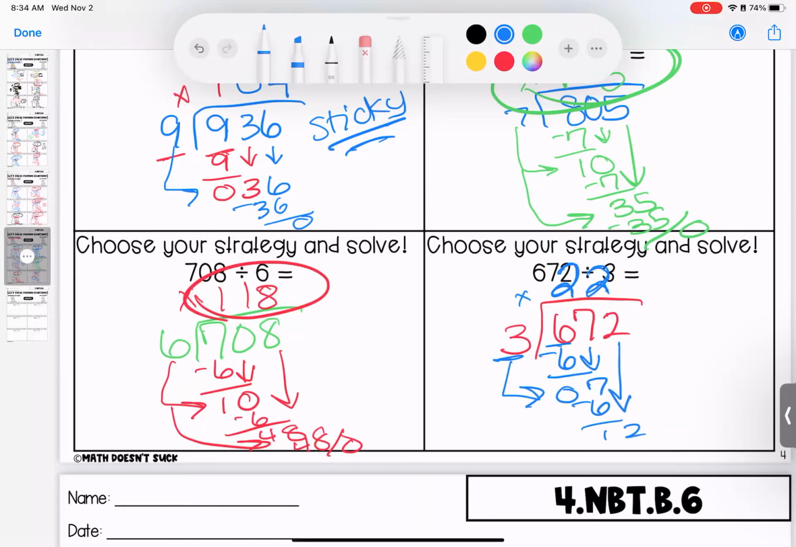Bring it down. Start again. 3 into 12. We know that works. It works out 4 times, because 4 times 3 is 12. Nothing left. Our answer is 224. Friends, this is the end of page 4.